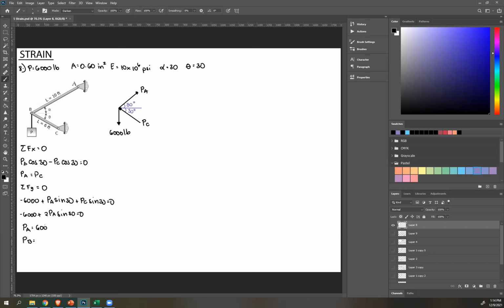Positive, therefore correct assumption for direction. PA is away from the point, so that's tension. And PB, PC has the same value, so also 6,000. However, instead of tension, that's towards the point, so this is compression. And now that you have all of that, you can solve for elongation.